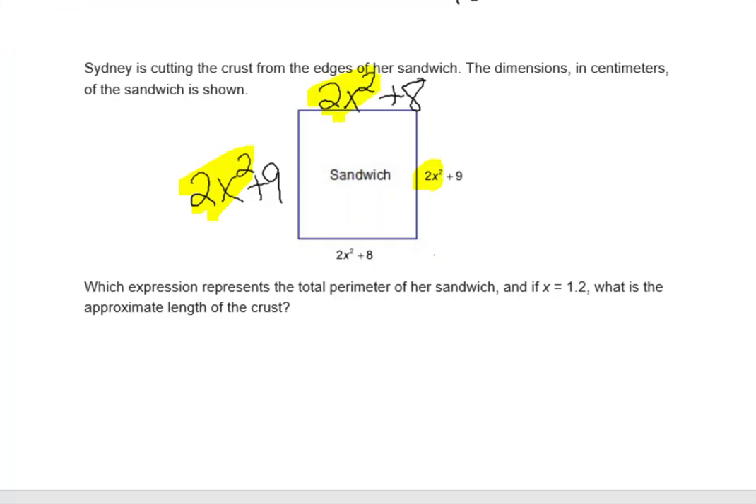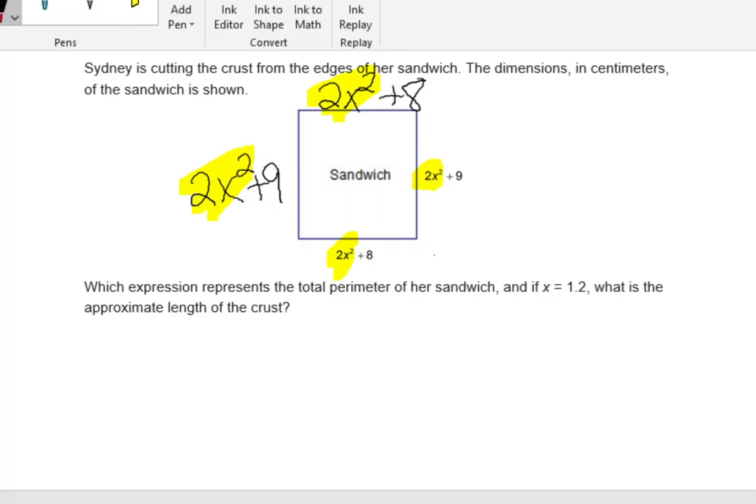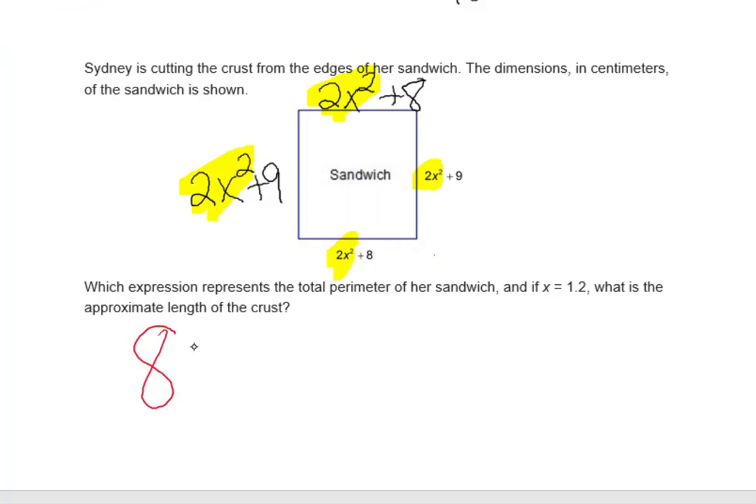2x squared, and all 4 groups of 2x squared would be 2, 4, 6, 8. 8x squared. And then 8, 8, 9, and 9 are the constants. So that is 8 and 8, 34. So that would be the expression. If x equals 1.2, then what is the approximate length?